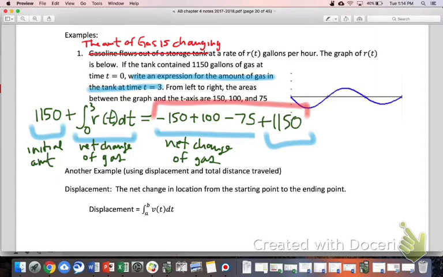Okay, so what do you guys think? Does that work? Are you okay with the final product here? Let's see here. The final product would be negative 125, so it'd be 1025. Is that right? 1,025. So what does that mean? If the tank started off with 1150 and it ended up with 1,025, what does that mean?